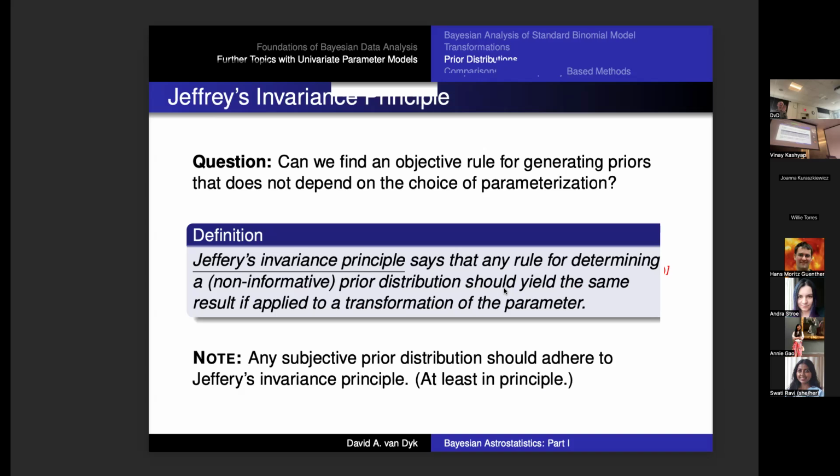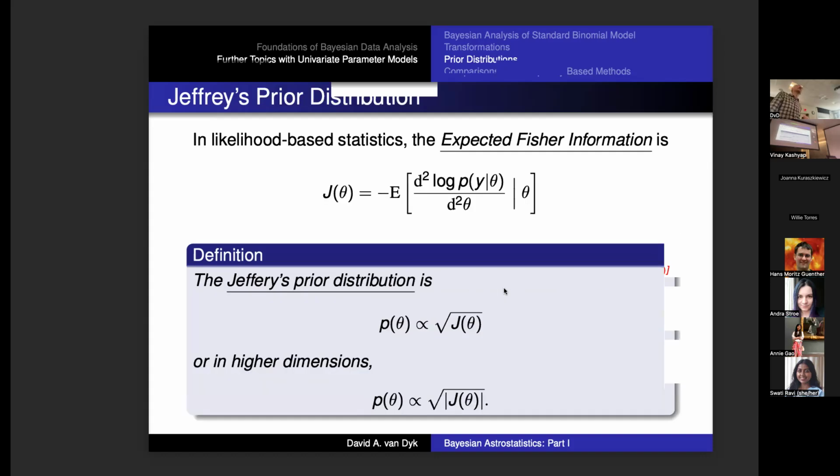Jeffreys' invariance principle says that any rule for determining a non-informative prior should yield the same result if applied to a transformation. If I take the log, or anything else, it should not matter. Note, any subjective prior should adhere to this. So if I tell you my prior beliefs about the color, and you ask me about my prior beliefs for the probability of a hard count, if I am coherent, I should give you something that's consistent. That's pretty hard to actually do in practice, but in principle, subjective priors should automatically have this property, but maybe not these non-informative priors.